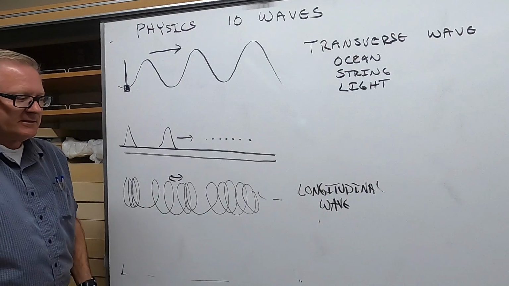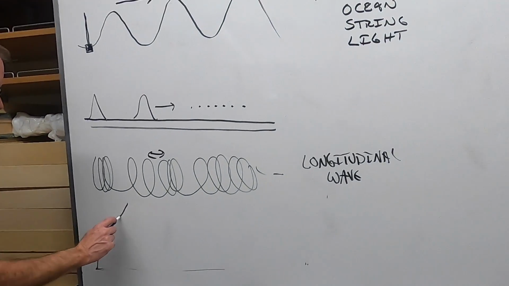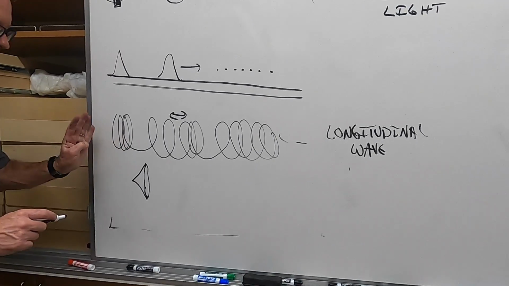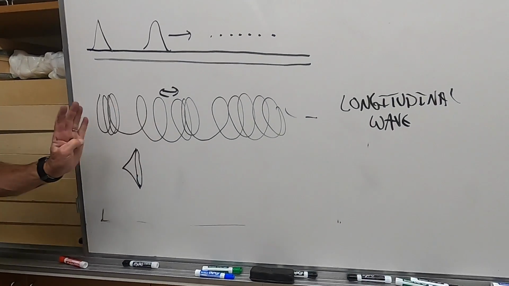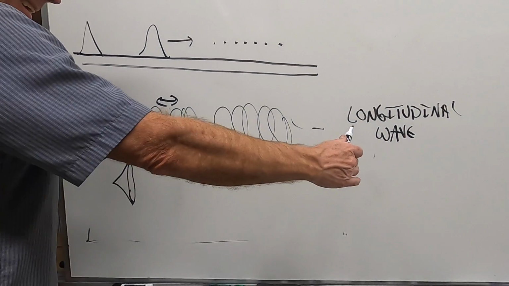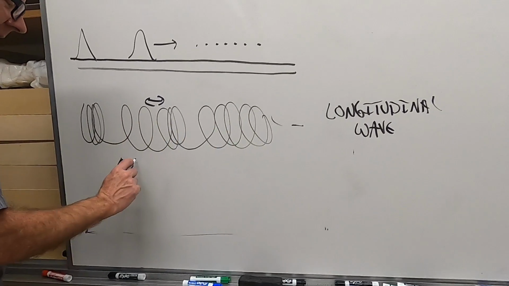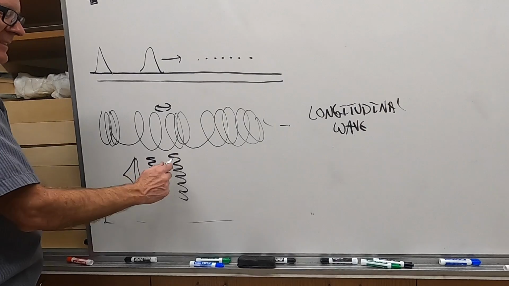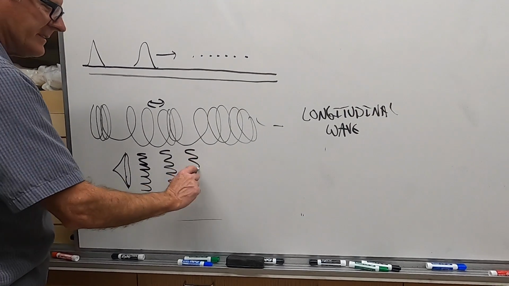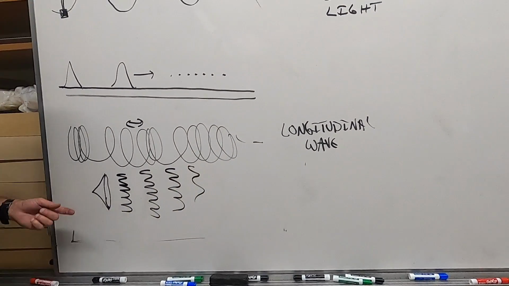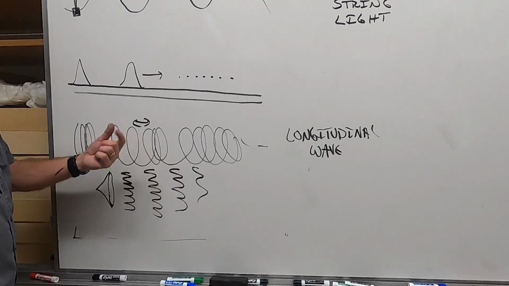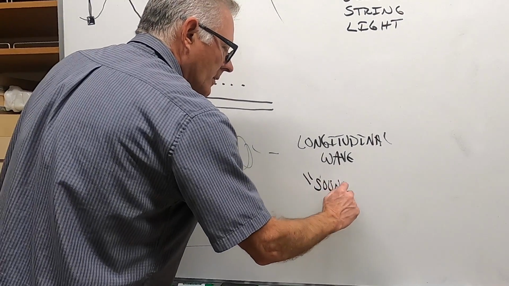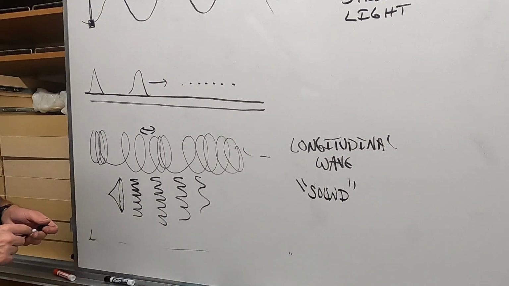Sound is like this. If you look at a speaker, what do you have? The speaker goes like this. It compresses the air, decompresses it, compresses it, and decompresses it. You can't see this, but this is the compressed air and the decompressed air, compressed air, decompressed air. So sound is a longitudinal wave.